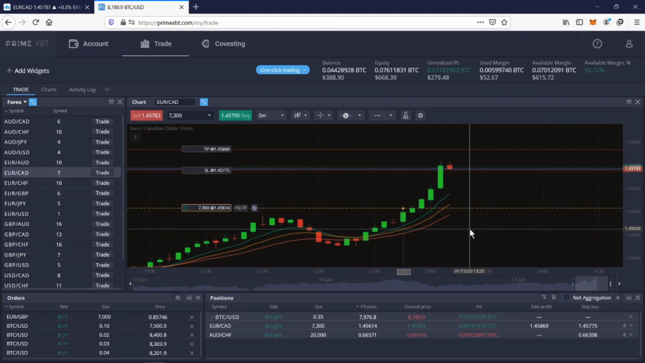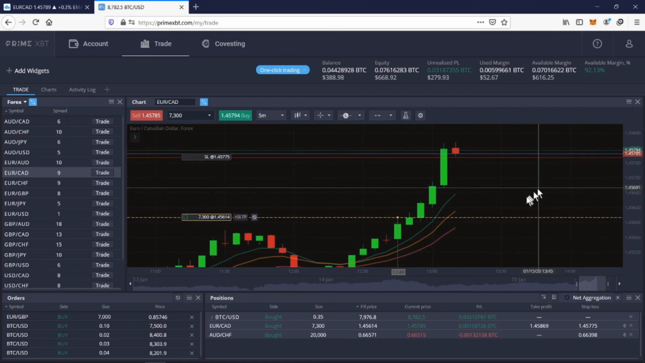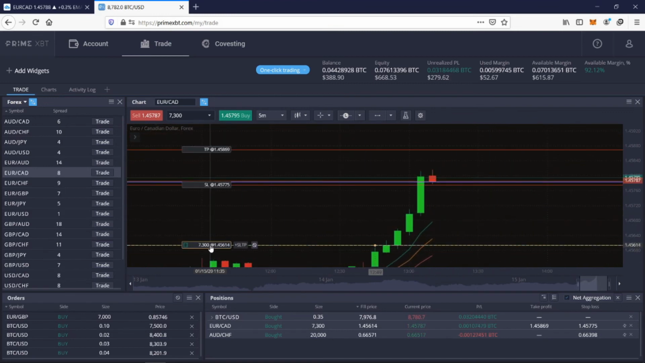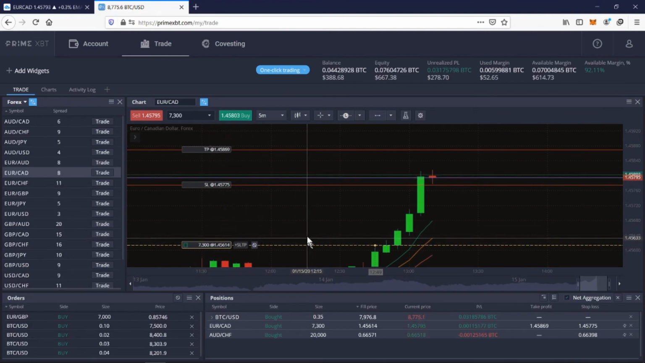Let's just wait and see. Maybe it'll give another push up. So it's thinking about it. Hasn't quite come down to my stop loss yet. It's very close though. Let's see if it'll push up. Just watching it now.